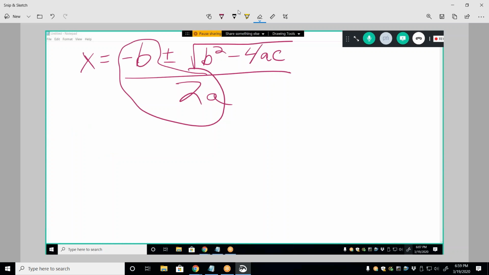And this part of it also has its own word. That is called the discriminant. So you're taking this first part, minus b over 2a, and you're adding and subtracting the square root of the discriminant. That's kind of the way I remember it. The discriminant being b squared minus 4ac.